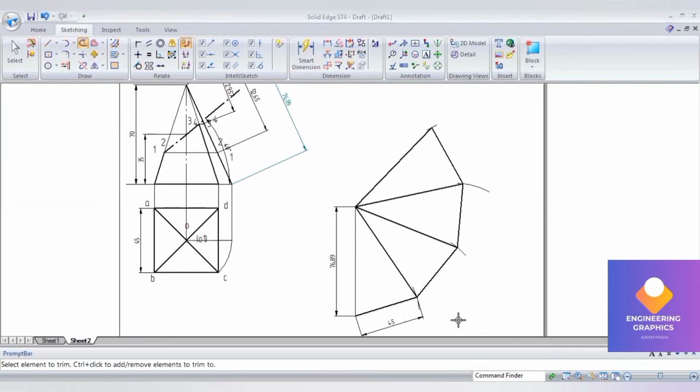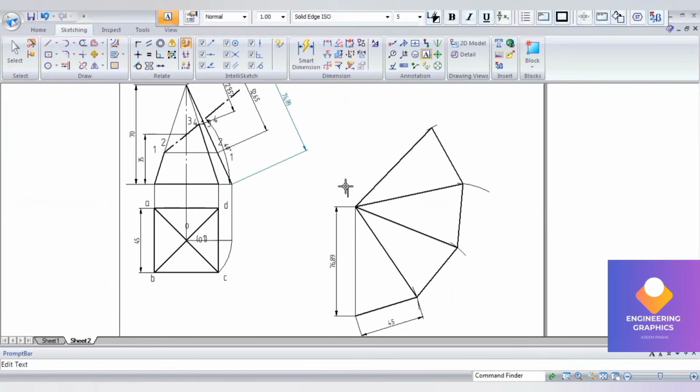Now we have to draw the development of the truncated pyramid. That means we have to mention those cut points, measuring the arc length here. Okay, we can mention the naming for these edges in capital letters.